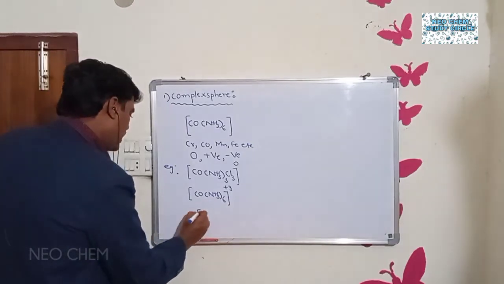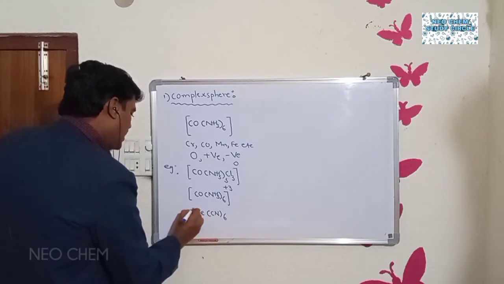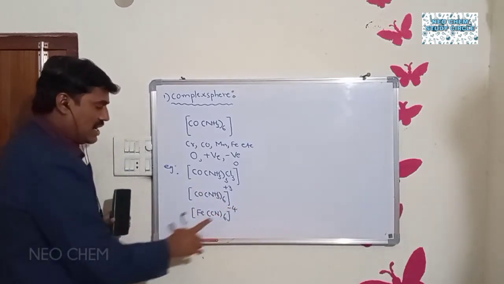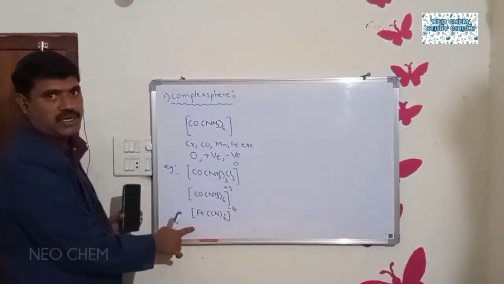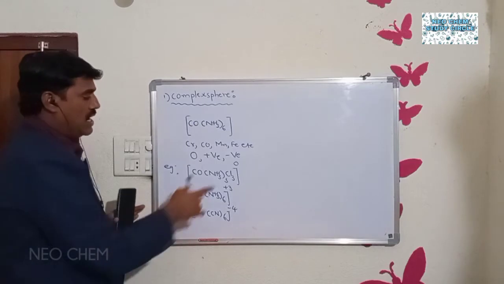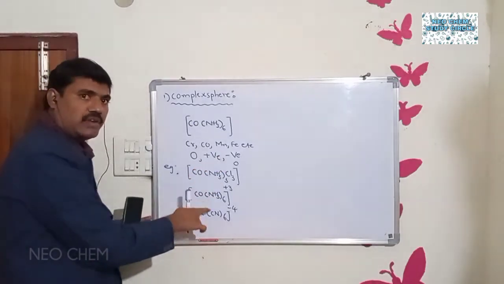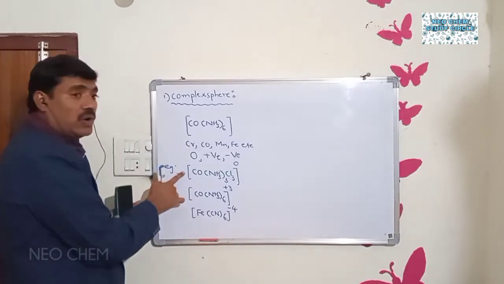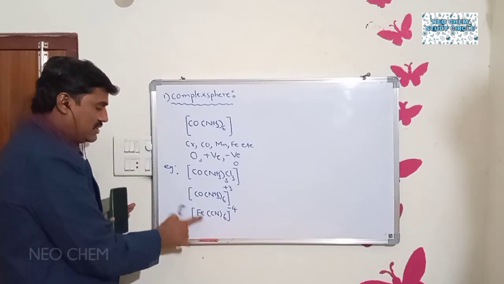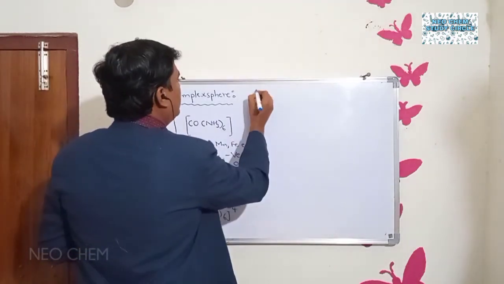Next, [Fe(CN)6]4-. So this is the negative complex sphere. Thus, the complex sphere may have either zero charge, positive charge, or negative charge. So there is the neutral complex sphere, the positive complex sphere, and the negative complex sphere.